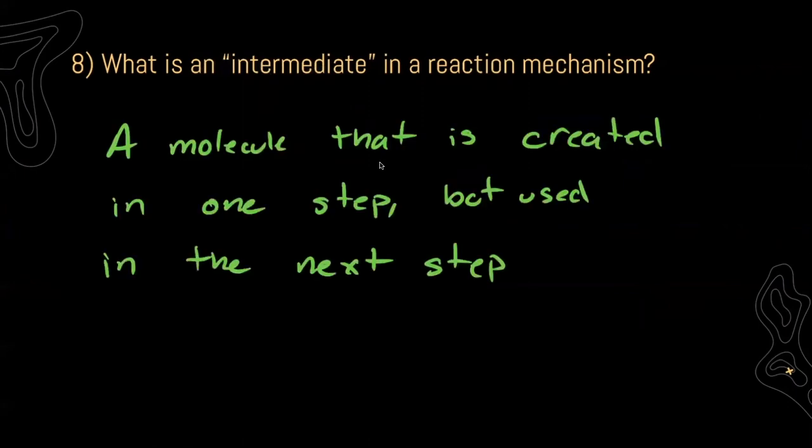8 asks, what is an intermediate? And an intermediate is a molecule that is created in one step, but then is immediately used up in the next. Similarly to cooking or in baking, you are creating many intermediates that eventually are going to be used up in your next step of the recipe.